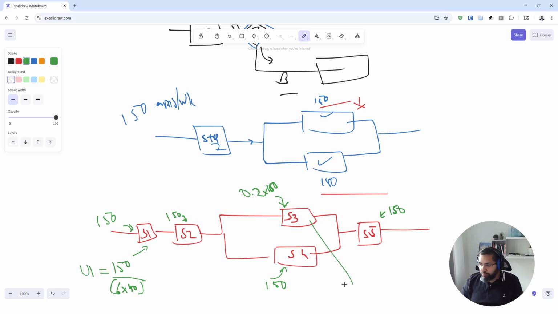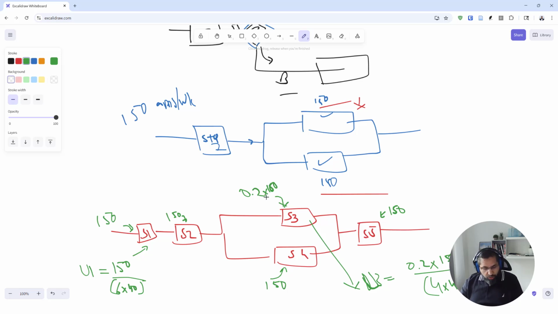So the utilization of S3, let's call it U3, would be equal to 0.2 times 150. That's the new load on S3, divided by the capacity of step 3 in terms of applications per week. The cycle time of step 3 was 15 minutes. So 60 over 15 gives me 4 units per hour times 40 hours per week. So that is the capacity per week of step 3. So 0.2 times 150 divided by 160 would be my utilization of step 3. And that's the only thing that will change.